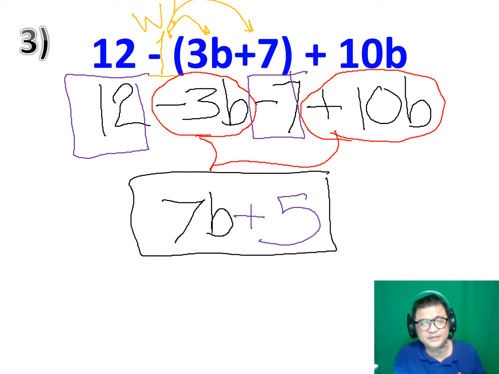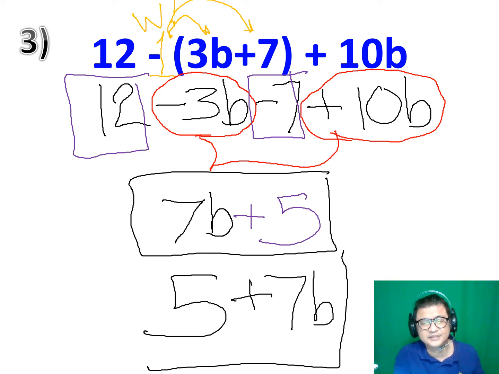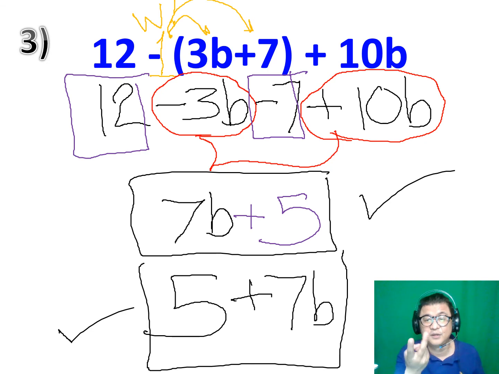Oh, Ram, what if I did the addition of the 12 and negative 7 first, and I wrote 5 first, and then I wrote the positive 7b next? Are they the same? Yes, because of what property? Commutative property.